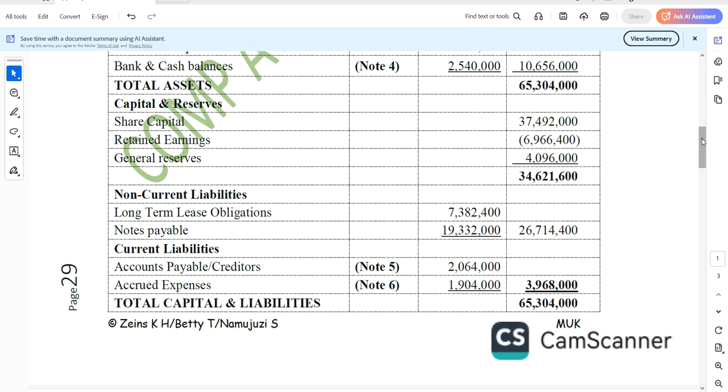From insurance, you have bank and cash balances, but there is note 4. So move to note 4.